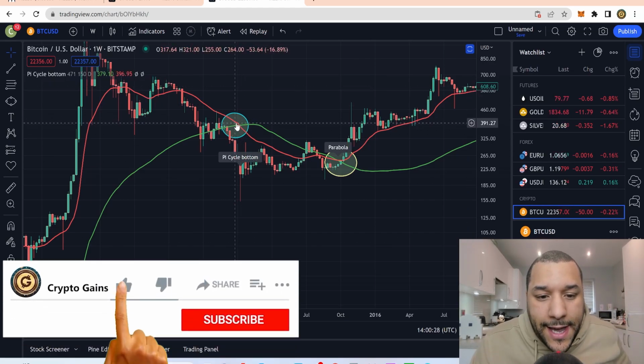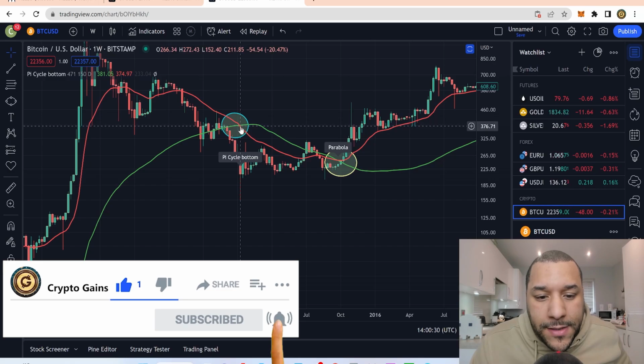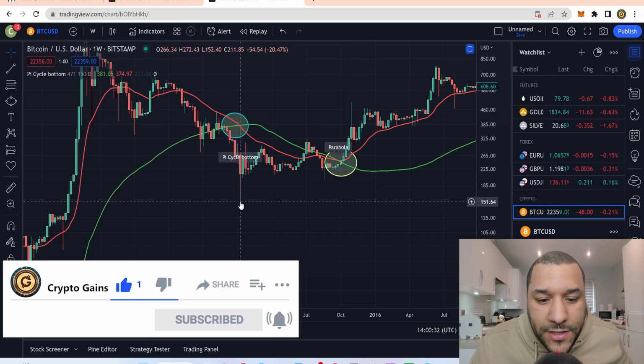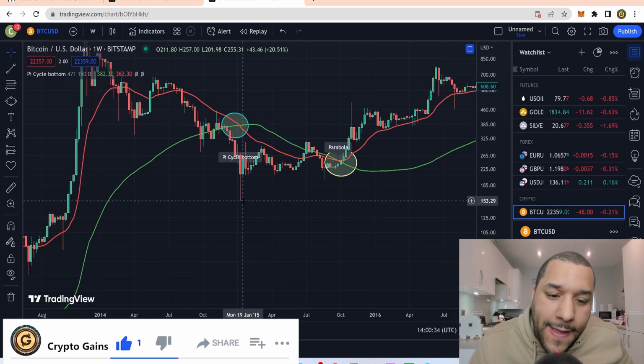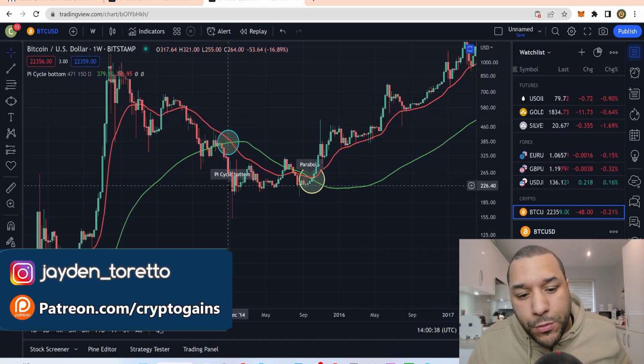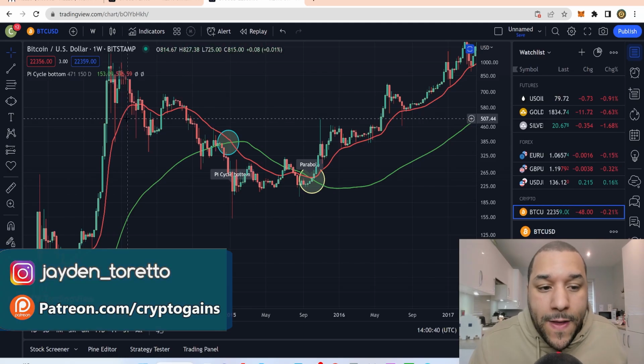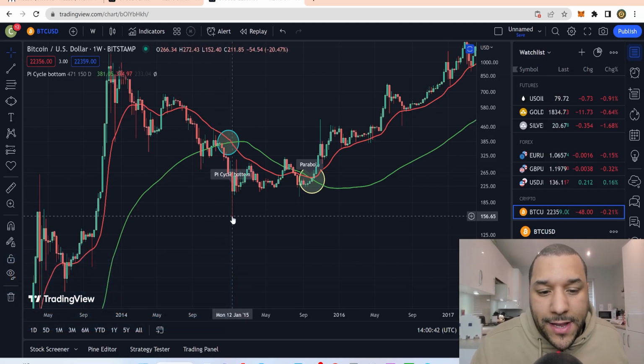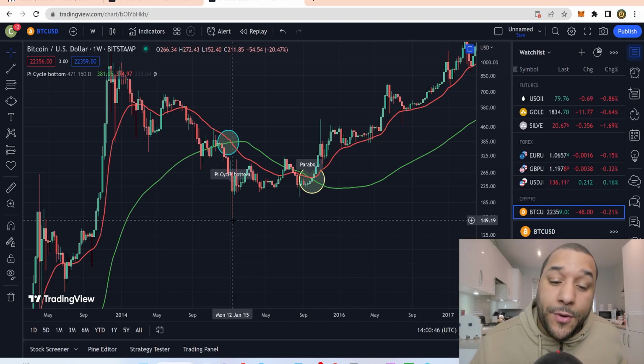Now you can see here how when this cross happens, it lines up perfectly with this low price that we see in the wick down here in the price action. And this was dated back in 2015's bear cycle. So the depths of the market came straight down here. This cross right here represented the bottom of the cycle, and it was correct.